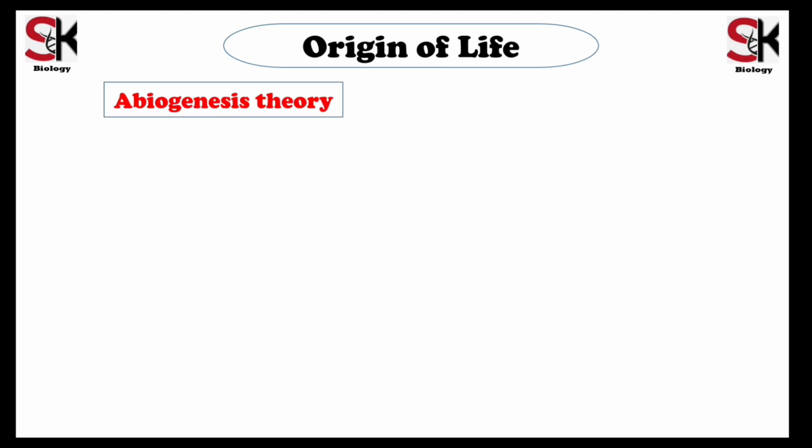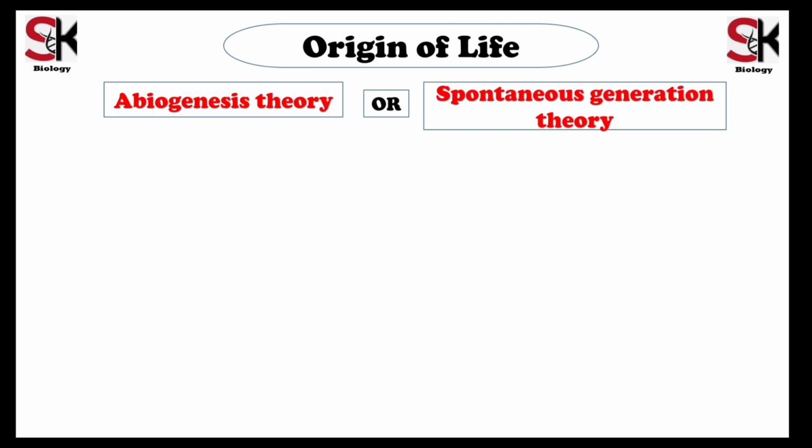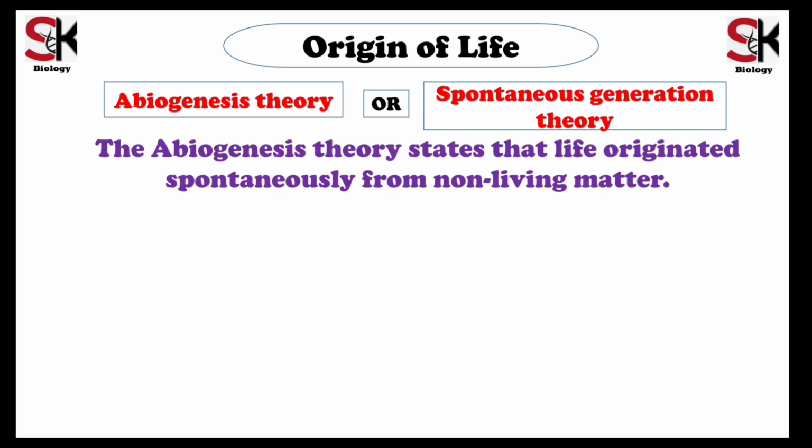To understand how the first living organism appeared on Earth from non-living matter, the first theory proposed by scientists is the abiogenesis theory. This theory is also known as the spontaneous generation theory. This theory states that life originated spontaneously from non-living matter.